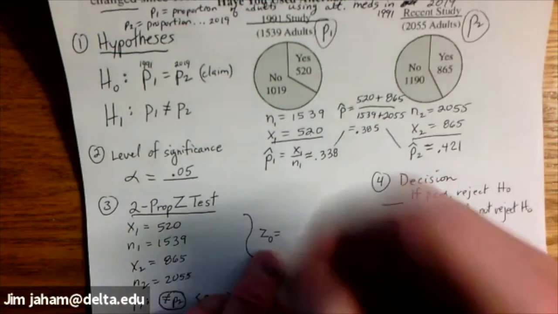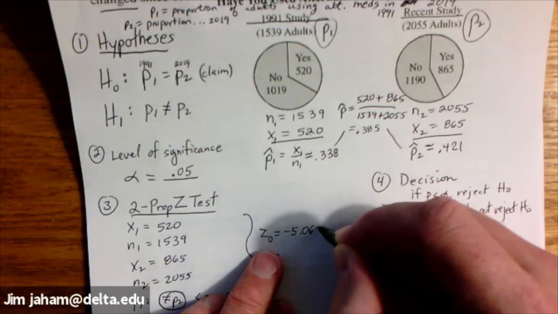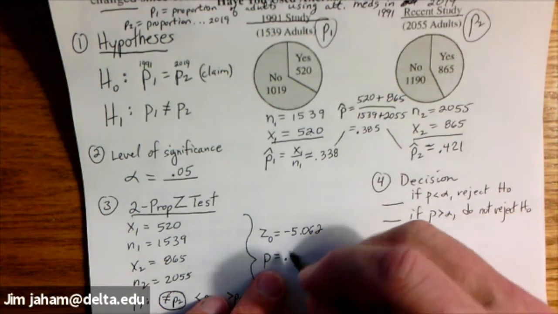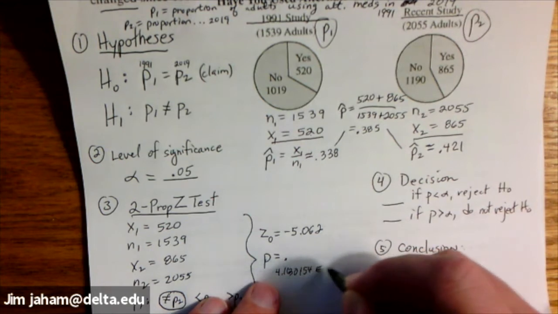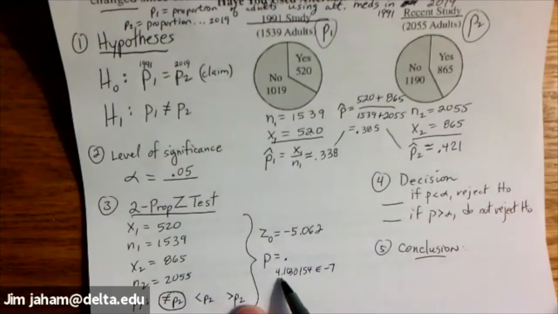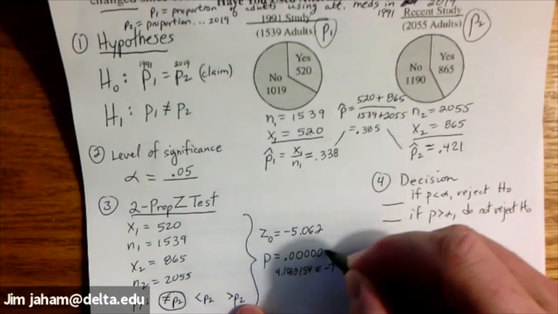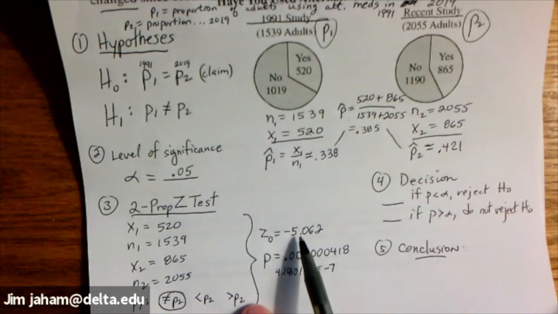All right, I'm going to write out the test statistic. -5.06, we'll call it 2, and the p-value is E-7. So this number, 4.16, 30154, E-7, means that you have to take that decimal point and move it 7 places to the left. So 0.1, 2, 3, 4, 5, 6, 4, 1, 8, something like that. Anyways, there's very little area beyond 5 standard deviations less than the mean, and that's why that's such a small p-value.